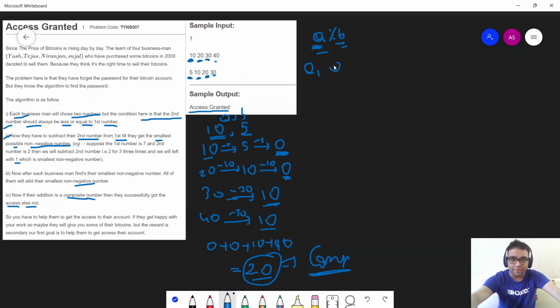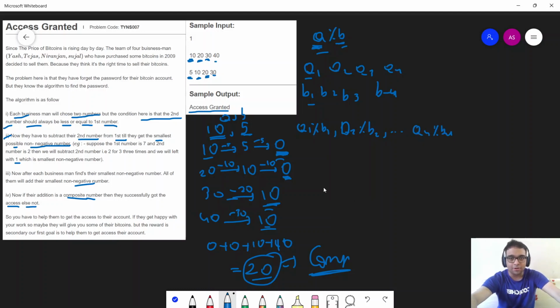So basically I have a1, a2, a3, a4, and similarly I have b1, b2, b3, b4, and I have to find out the smallest non-negative numbers, which are nothing but a1 mod b1, a2 mod b2, and so on up till a4 mod b4, right?